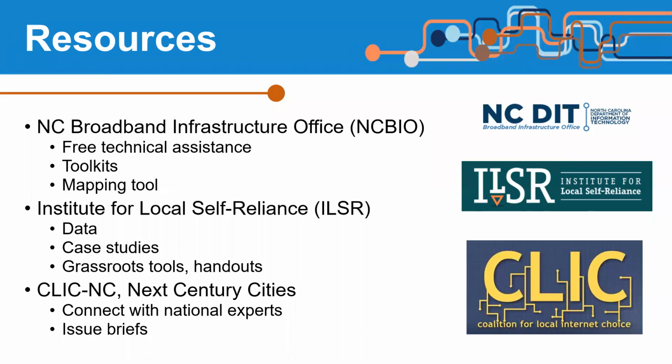Finally, this is the last slide. Here are the resources that we suggest you turn to if you're just trying to get going and learn a little bit more about this issue. Here in the state, the North Carolina Broadband Infrastructure Office, or NCBIO, is a great resource. They have free technical assistance. They have toolkits. They have a mapping tool that's trying to get better data than what we have from the FCC. All of that can help tremendously as you're trying to get an effort for community-led broadband off the ground.